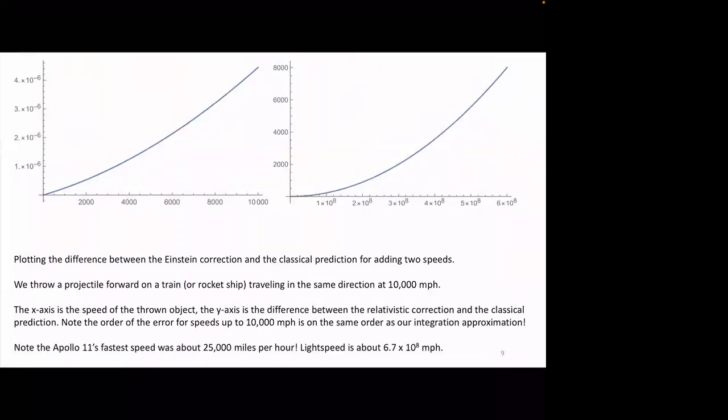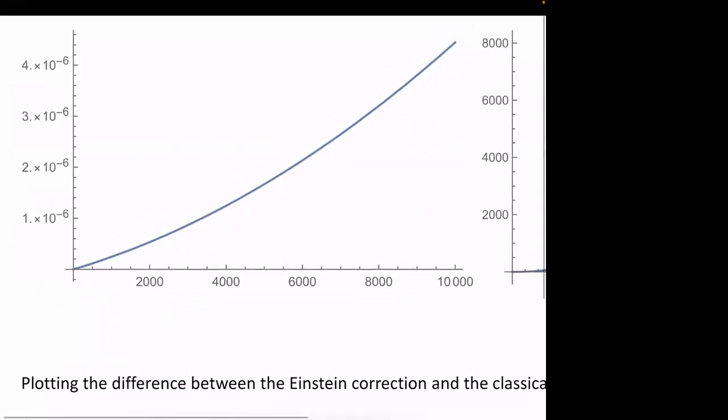So what I want to end with today is a plot of the difference between the classical speed, where you would just add the two, and the relativistic Einsteinian notion, where you would divide by this factor. So I'm plotting the difference. When you look at the plot on the left, let me zoom in on the plot on the left. How big of a difference do you see?